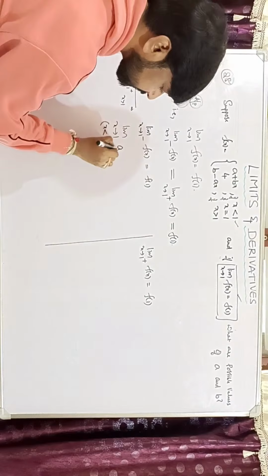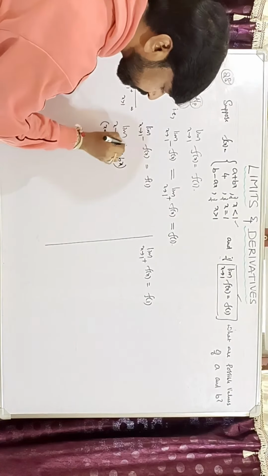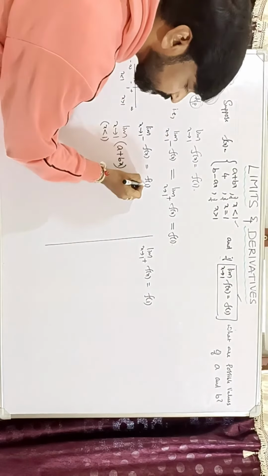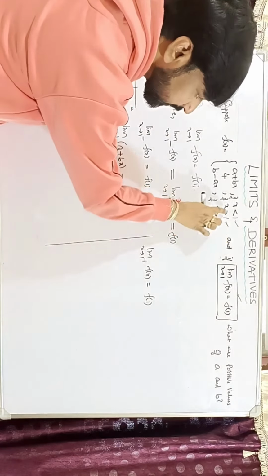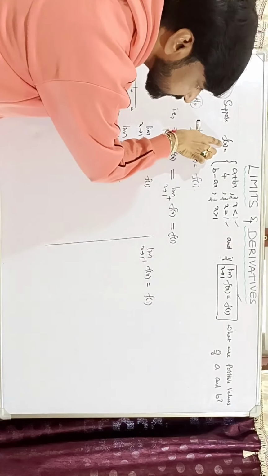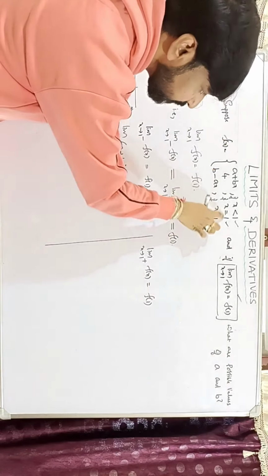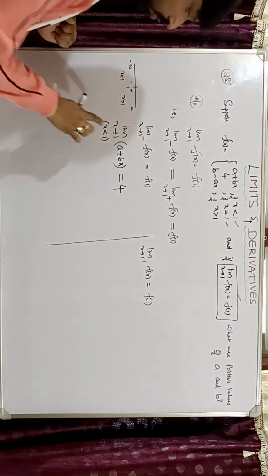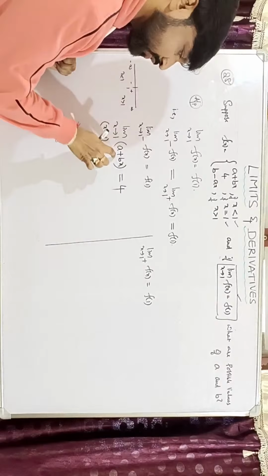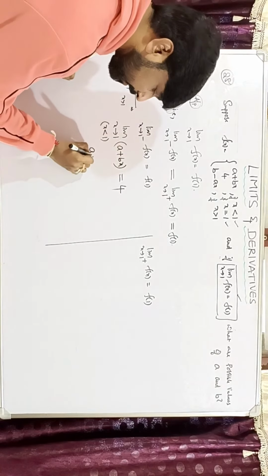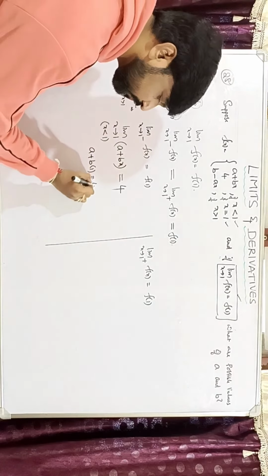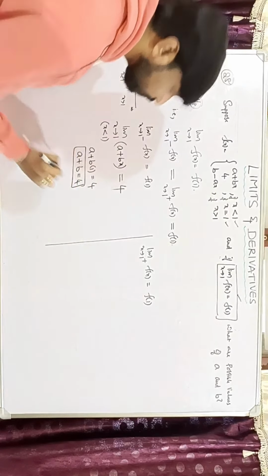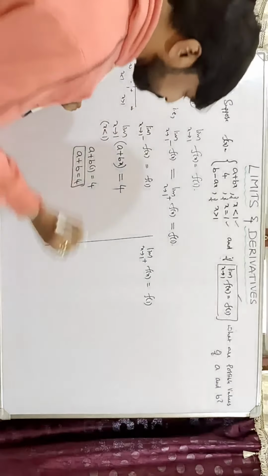With respect to f of x, a plus bx is equal to f of 1. f of 1 means the x is equal to 1 case. What is the value at x is equal to 1? 4. Understanding? Now, as x tends to 1, substitute in the given question. a plus b into 1 is equal to 4. a plus b is equal to 4. One equation.